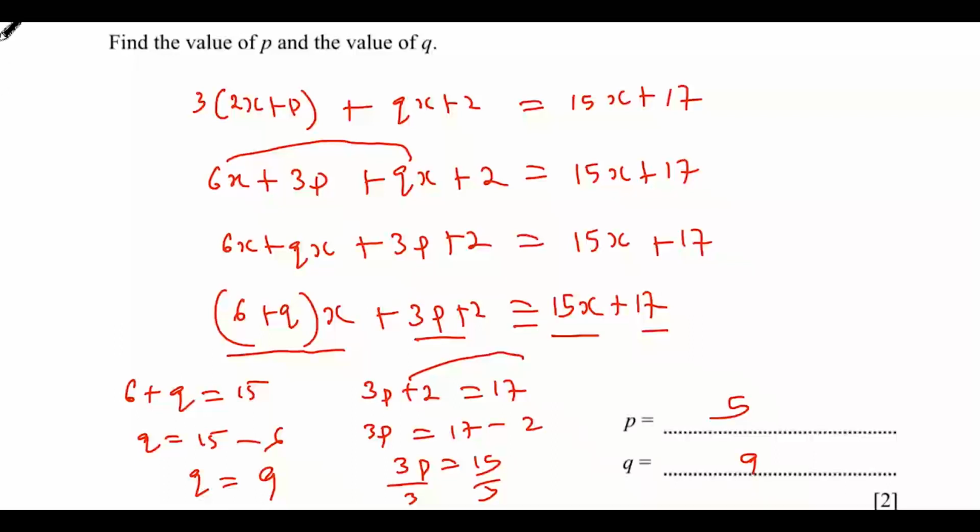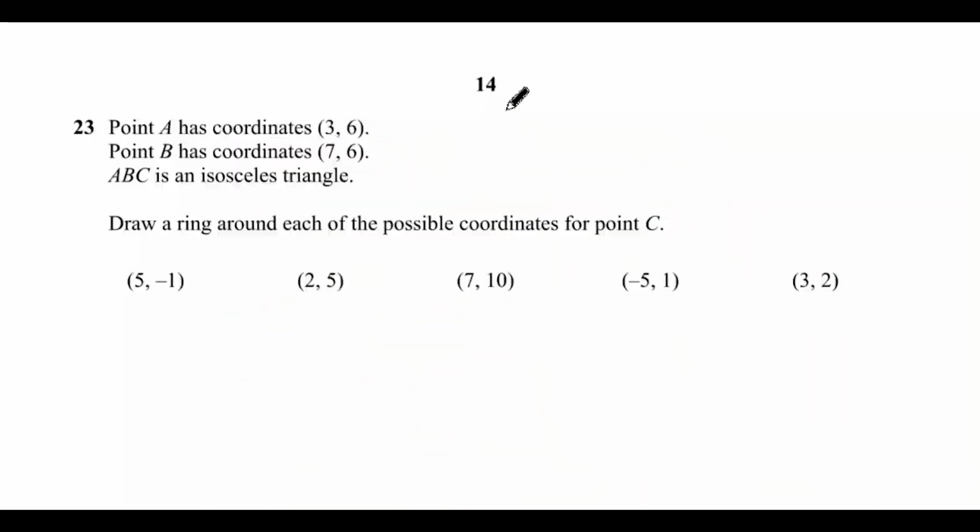So let's go to the next question. Question 23 from stage 7 paper 2 2024. Point A has coordinate 3,6, point B has coordinate 7,6. A, B, C is an isosceles triangle. Draw a ring around each of the possible coordinates for point C.